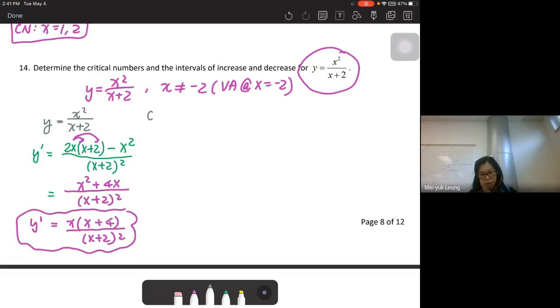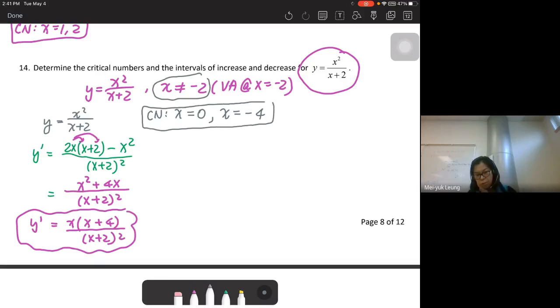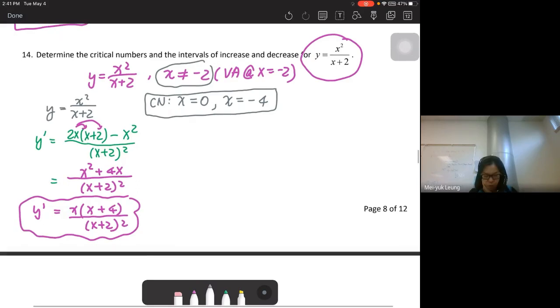Now, for the critical numbers, look for the 0 in each factor in the numerator. The first critical number would be when x is equal to 0, and the second one would be x equals -4. Make sure that you're not looking at the non-permissible value. All right, so we have two critical numbers of this function. Now, to find the intervals of increase and decrease, we have to use the first derivative test.